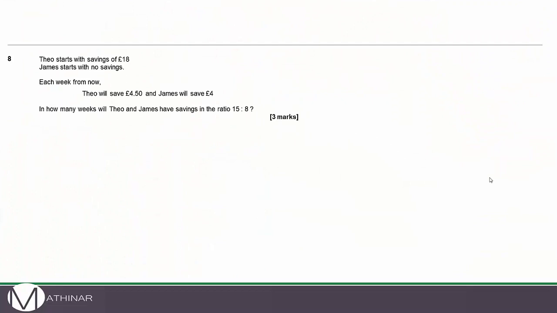Question number 8. Theo starts with savings of £18. James starts with no savings. Each week from now, Theo will save £4.50 and James will save £4. In how many weeks will Theo and James have savings in the ratio of 15 to 8?